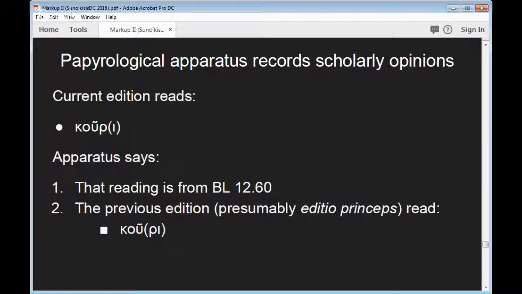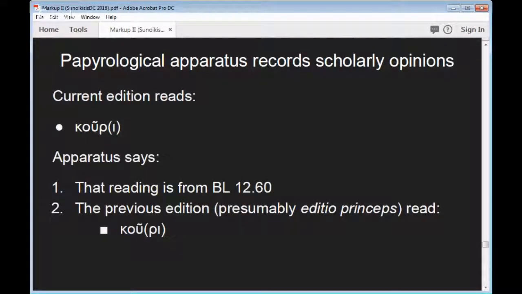There is then a footnote, and that footnote says in the apparatus that this reading, Kur with an iota at the end, is from Berichtigungsliste XII, volume 12, page 60. And it additionally says that the previous edition, and it doesn't specify which, but presumably means editio princeps, not necessarily, had previously read that line as Kappa Omicron Upsilon visible on the stone, and the rho iota were resolved, not restored. That it was an abbreviation with only.